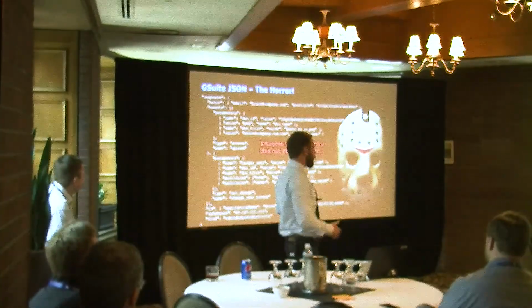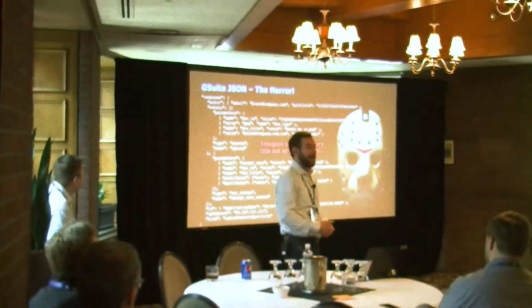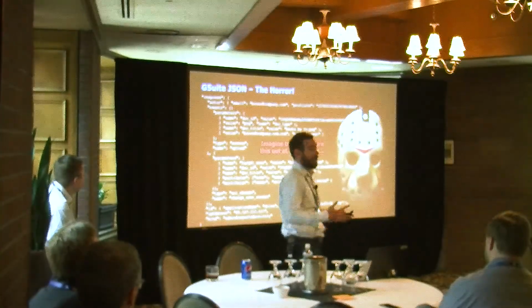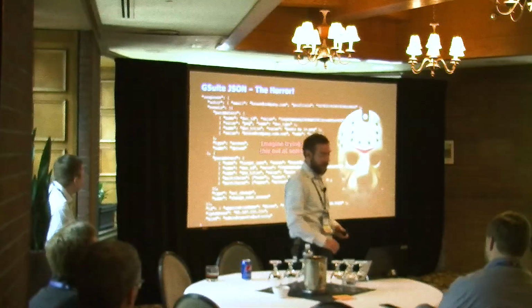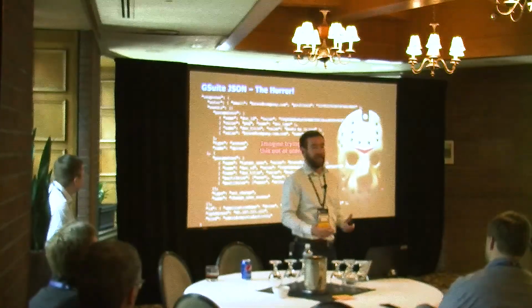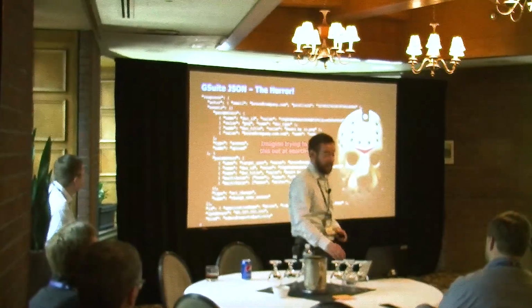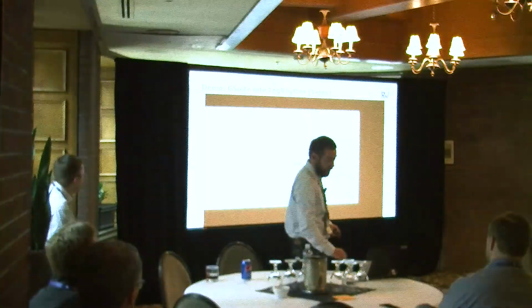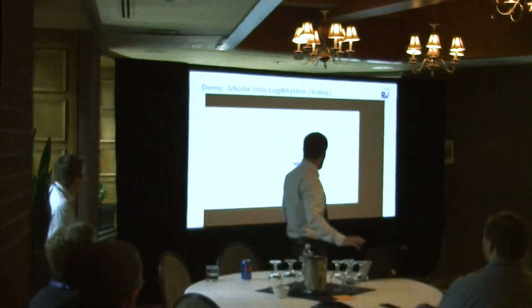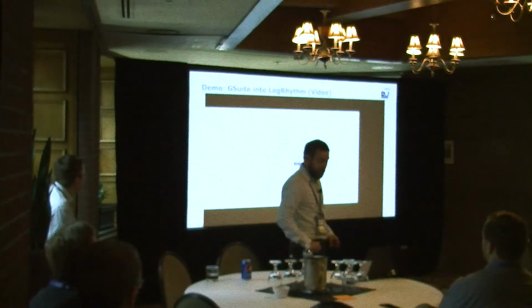So imagine trying to figure this one out at search time and doing correlation between an Azure log and a G Suite log and what that search might look like. That's why we do data normalization up front, and I think that's the real power of doing data normalization up front. So, demo of G Suite.